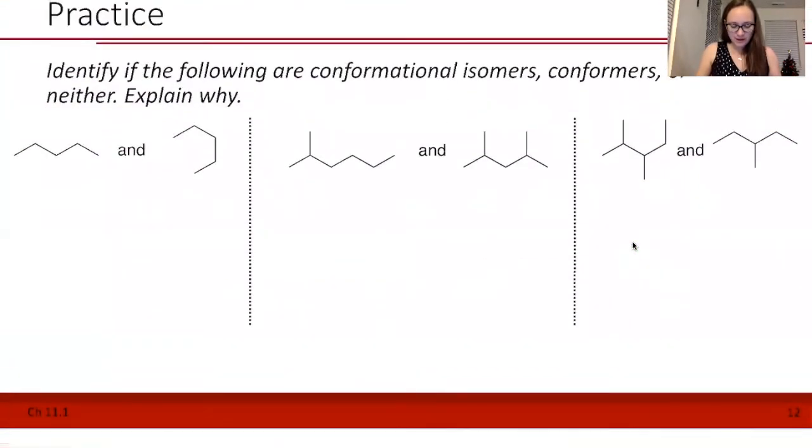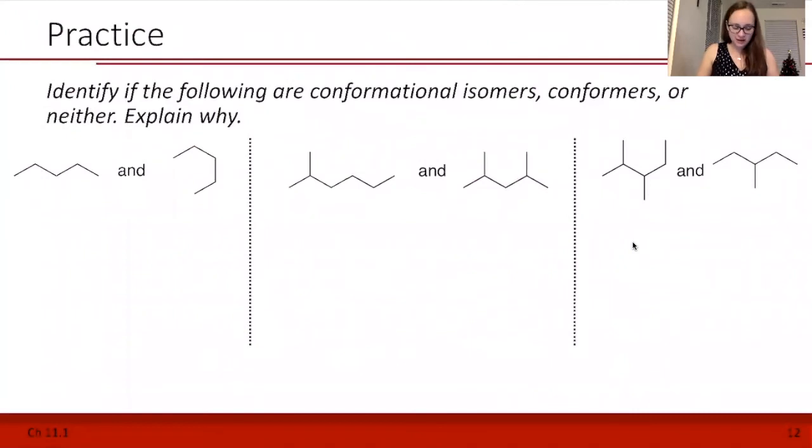Okay, and then we're going to do another practice slide. It says to identify if the following are conformational isomers, conformers, or neither. Explain why. So the first thing I like to do in terms of figuring out what these are is I like to number my carbons to see if there's the same number of carbons in each. So this first one, 1, 2, 3, 4, 5 carbons. 1, 2, 3, 4, 5 carbons. So overall, I can tell immediately just by numbering that these are the same length chain and they're connected the same, but they're rotated into a new look, new orientation.